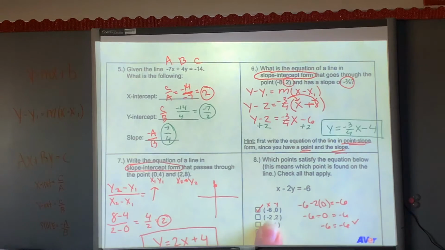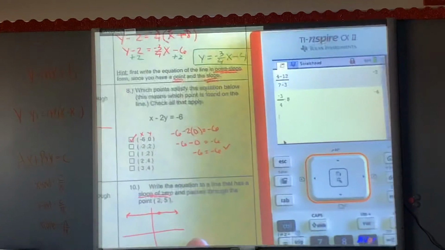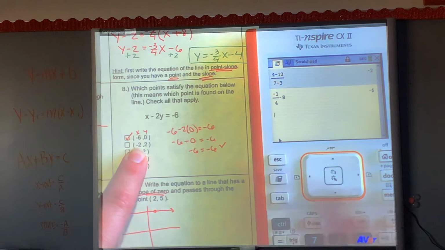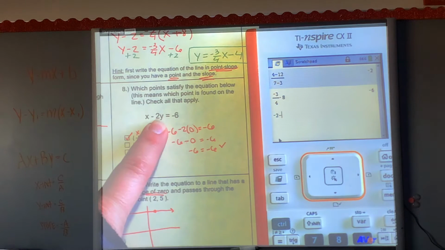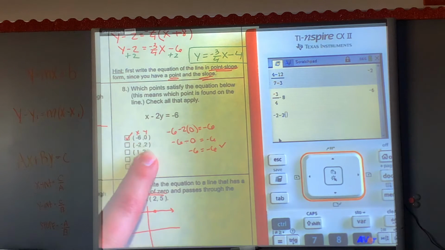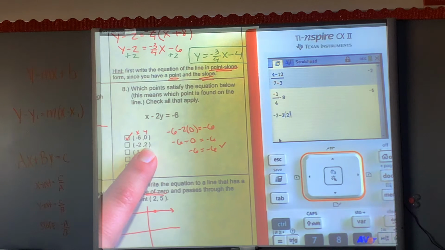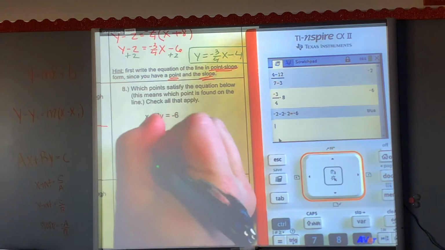You could always take your calculator and type them into your calculator. I think you can see, hopefully you can. As in, if x is going to be replaced with negative 2, I'm just going to type negative 2. Then you have minus 2 times 2, y is 2, equals negative 6. If you do that, press enter, it tells you true. Guess what that means? This works.